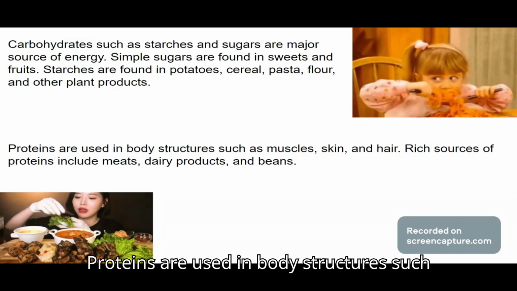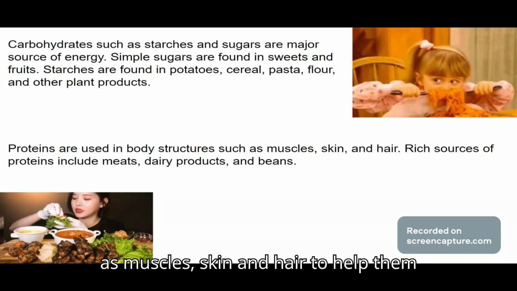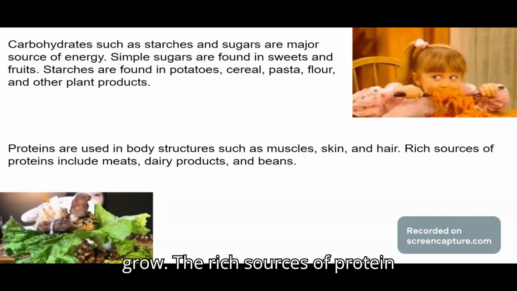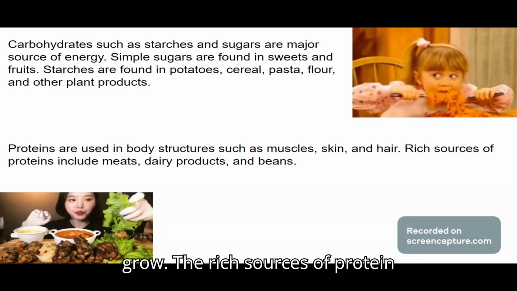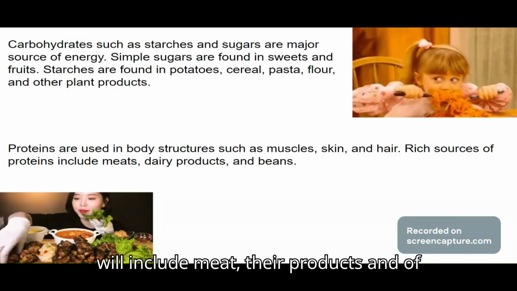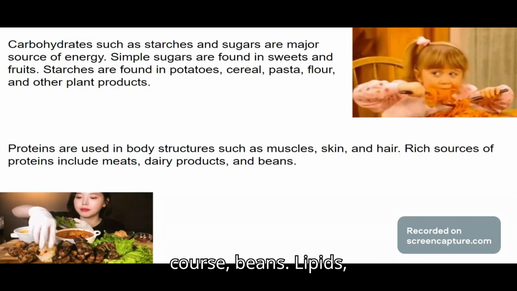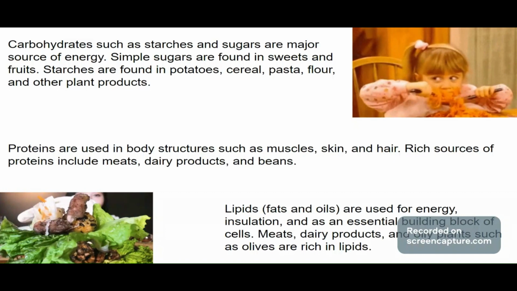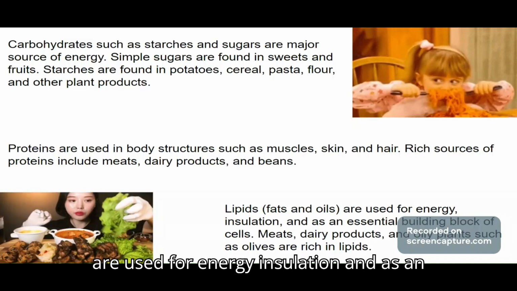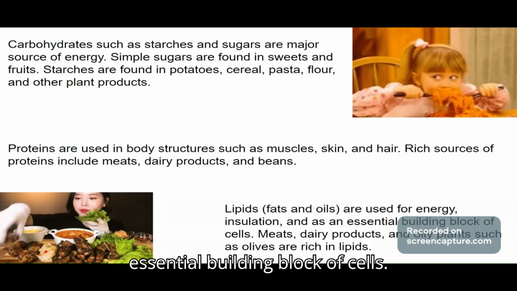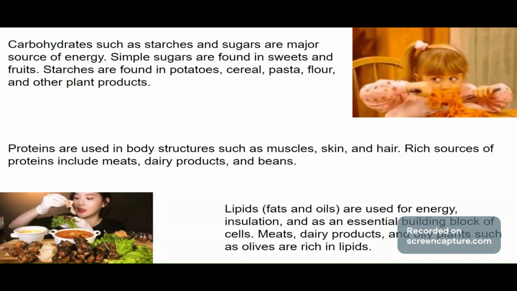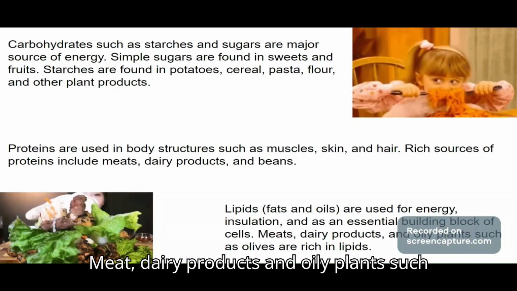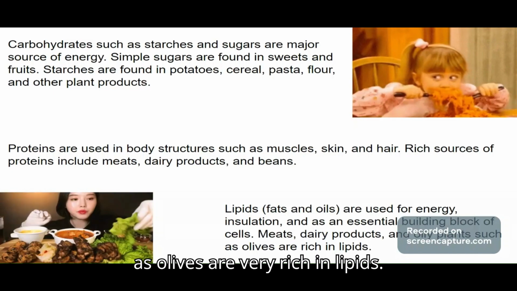Proteins are used in body structures such as muscles, skin, and hair to help them grow. The rich sources of protein include meat, dairy products, and of course, beans. Lipids, also known as fats and oils, are used for energy, insulation, and as an essential building block of cells. Meats, dairy products, and oily plants such as olives are very rich in lipids.